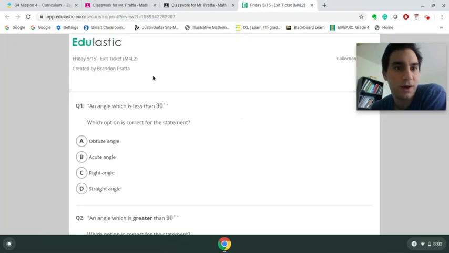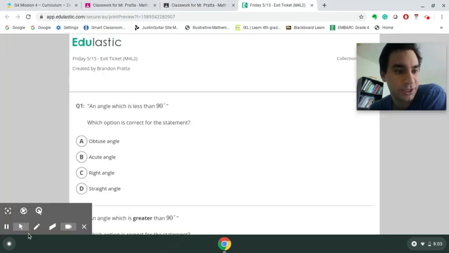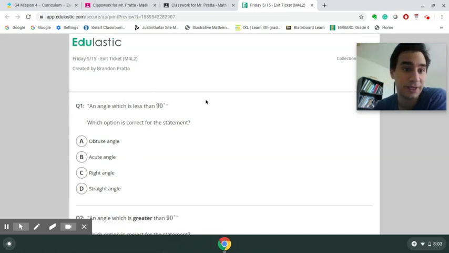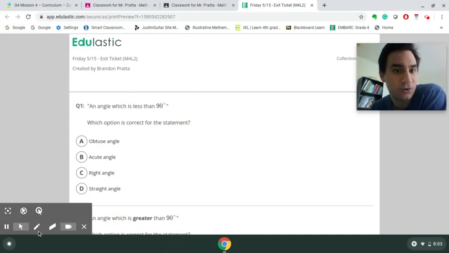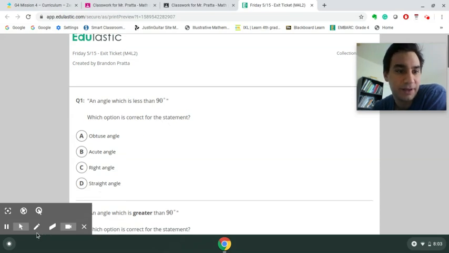Okay, so our exit ticket for today, question 1. An angle which is less than 90 degrees. Which option is correct for that statement? If it's less than 90 degrees, is it obtuse, acute, right, or straight?